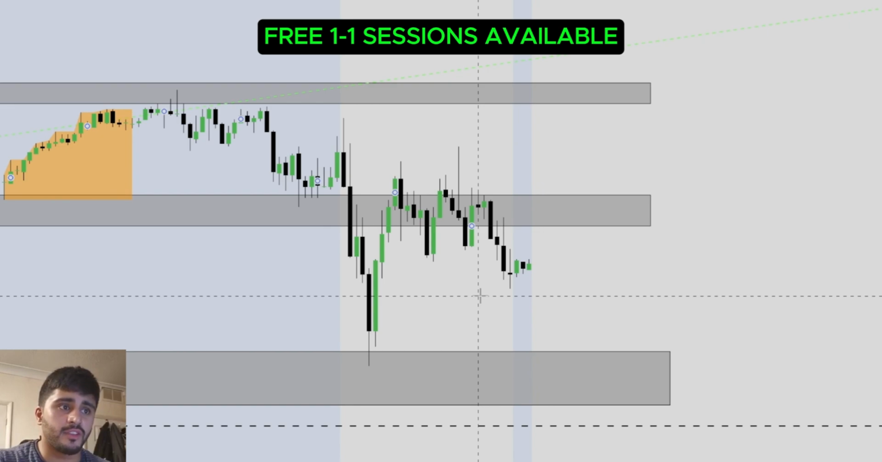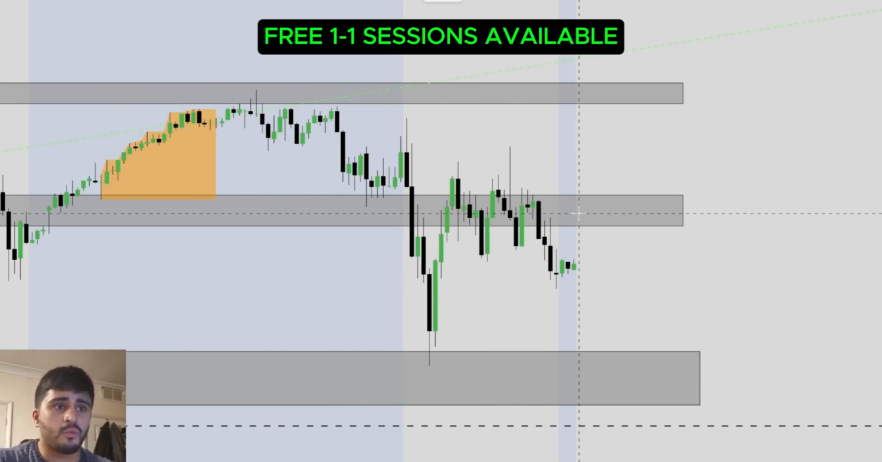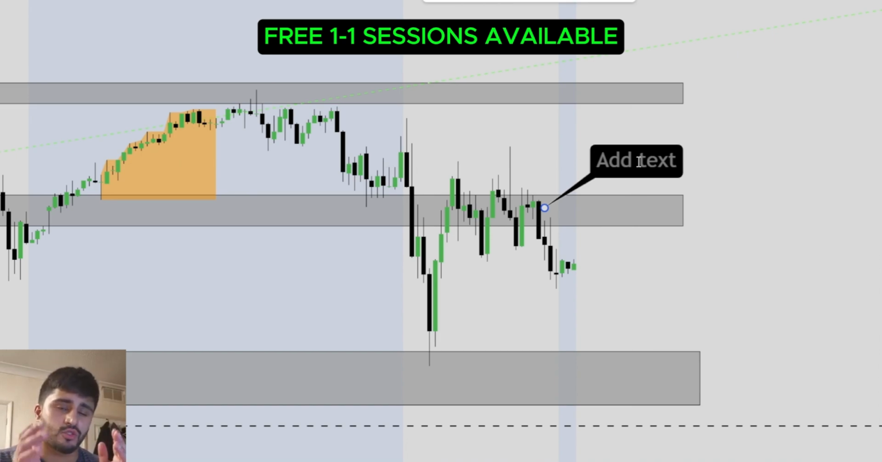Now, this was the level that the trade actually played out from, right? So this is sort of step one of your story. Where does the story begin, right? This is where the story begins.